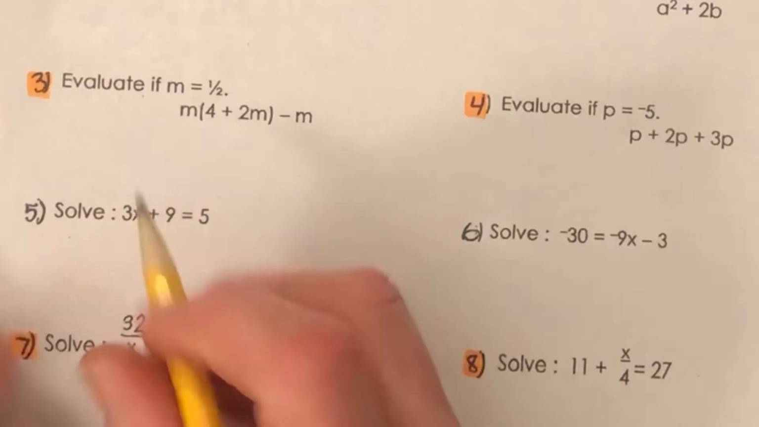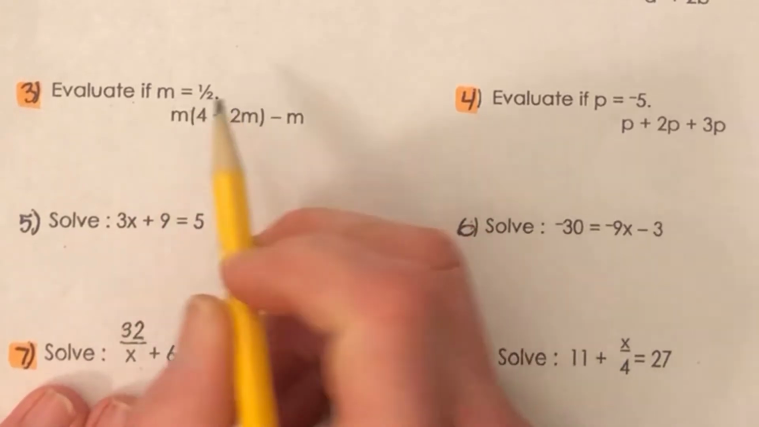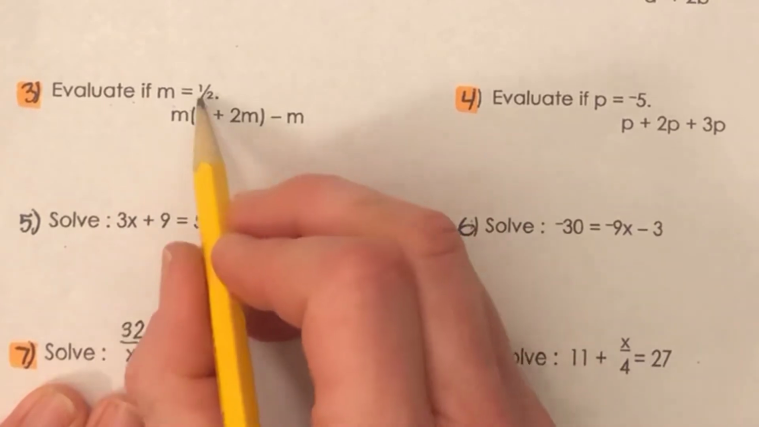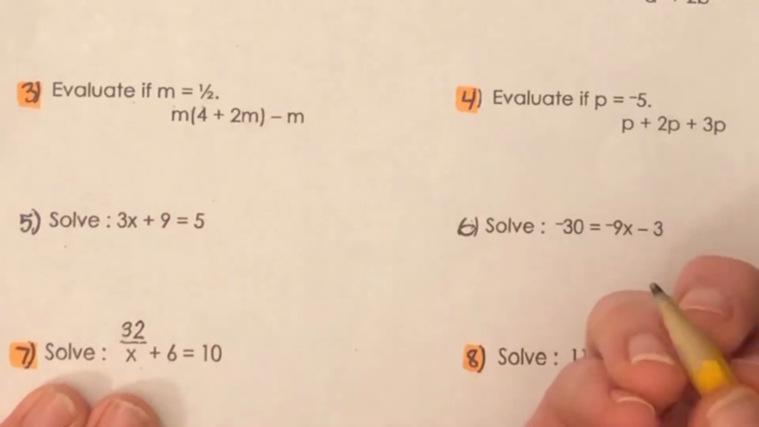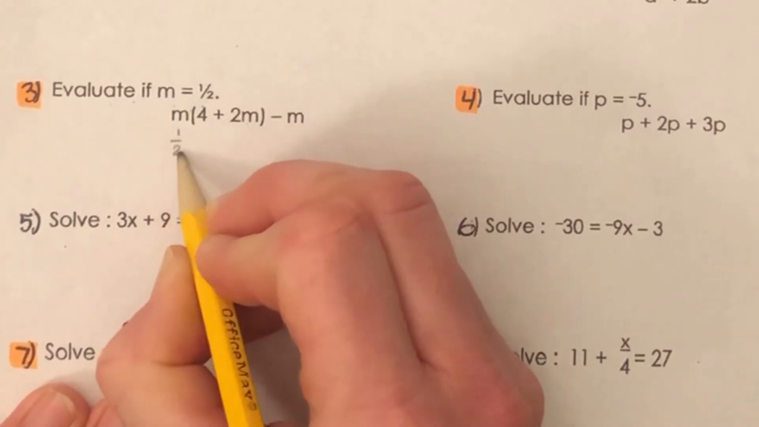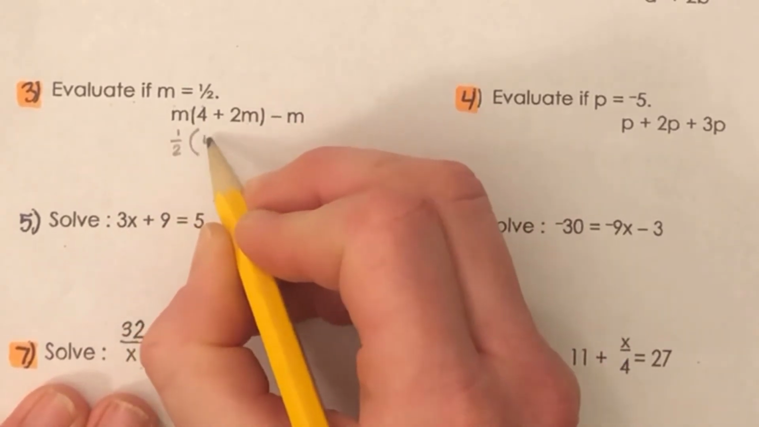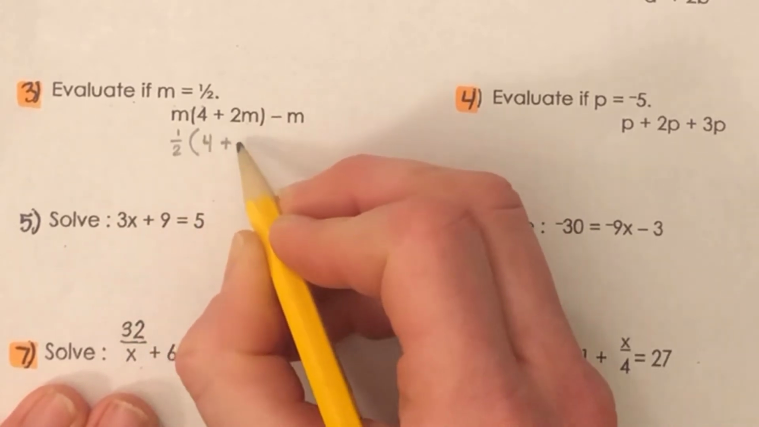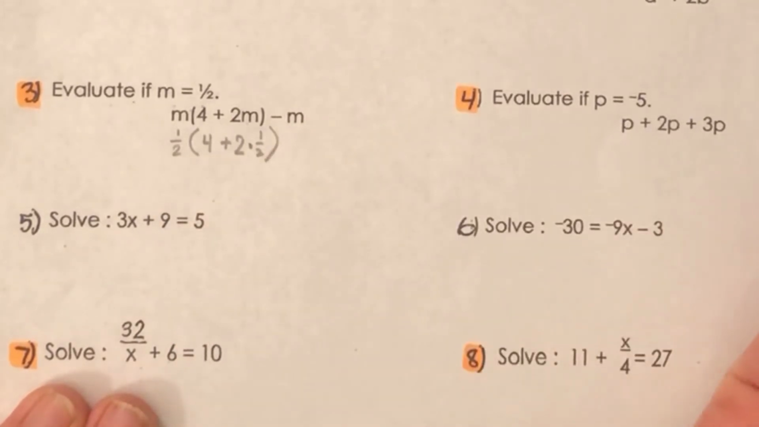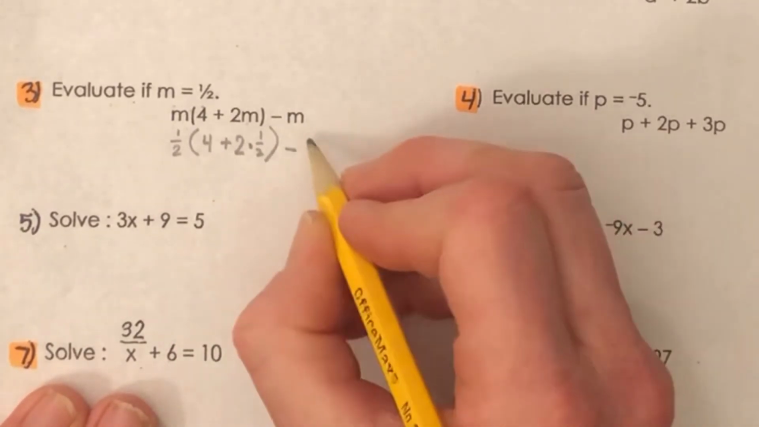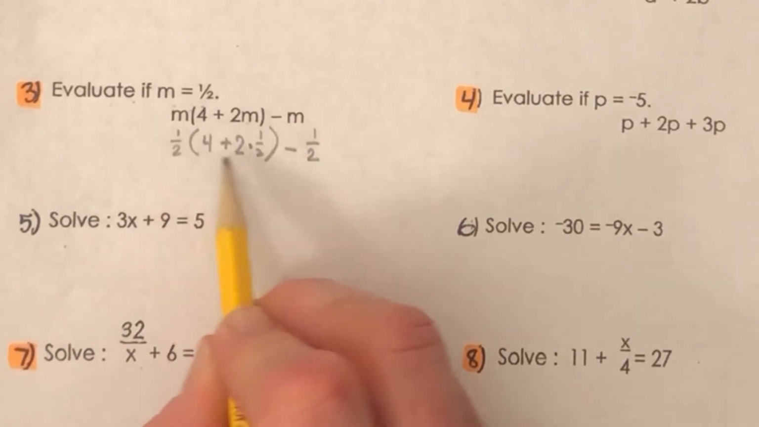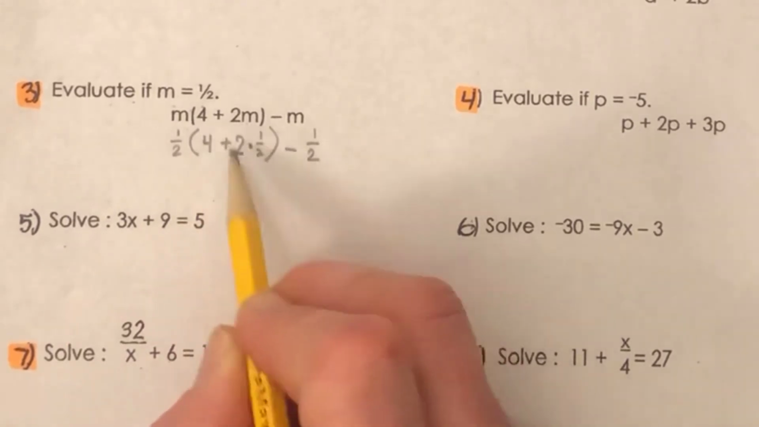All right, so number 3, evaluate if m is 1/2. I will rewrite that, substituting 1/2 for m. There's a lot of m's I see. 1/2 times 4 plus 2 times 1/2 minus 1/2. I don't have to distribute because I can do those inside there.